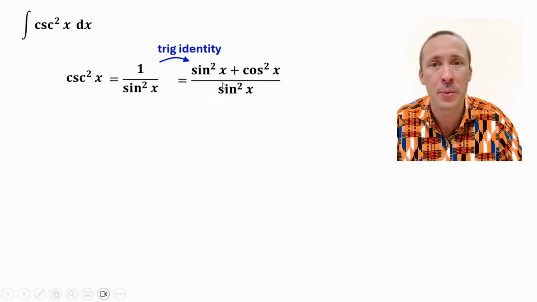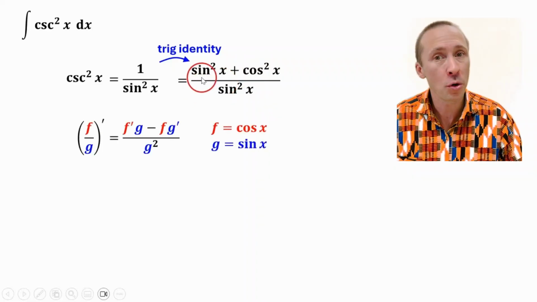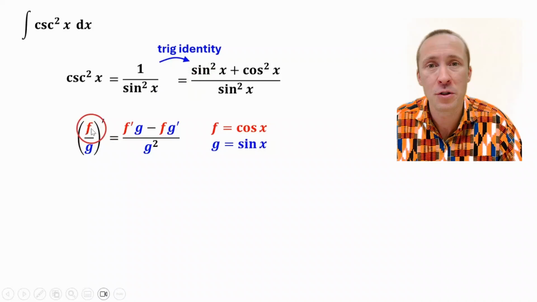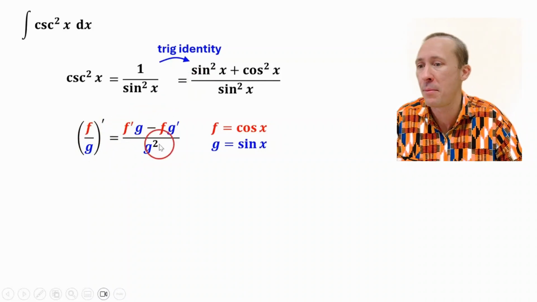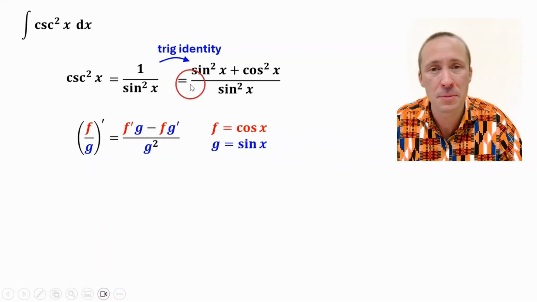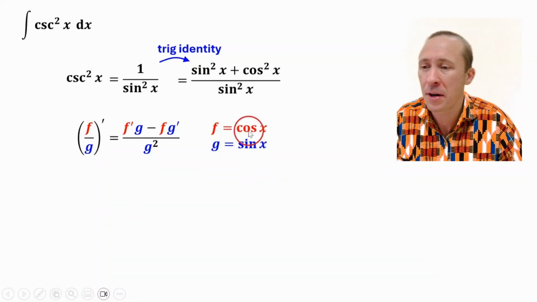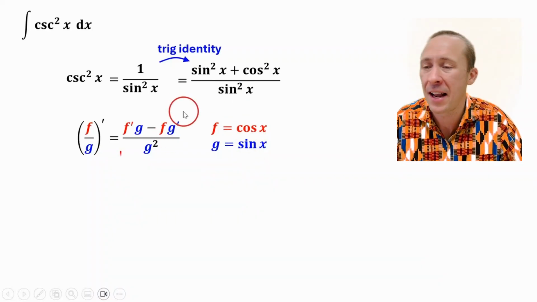suspiciously close to what we would get if we were to apply the quotient rule, where the derivative of two functions, f divided by g, is f prime g minus f g prime over g squared. And this looks suspiciously close if f is cos x and g is sine x. So I'm going to plug this in and we'll see how close it looks.